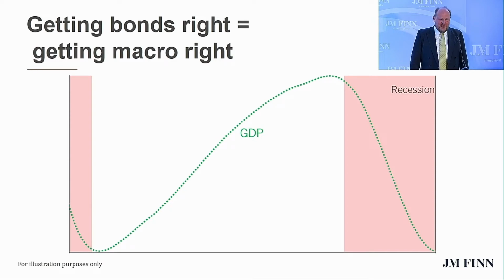So basically, getting bonds right is all about getting the macro right. And this is the macroeconomic environment. Here's a brief description of it on the screen. You start off at the bottom in a recession, GDP grows, and you tip into another recession, which is what we've got with the pink on the far right.